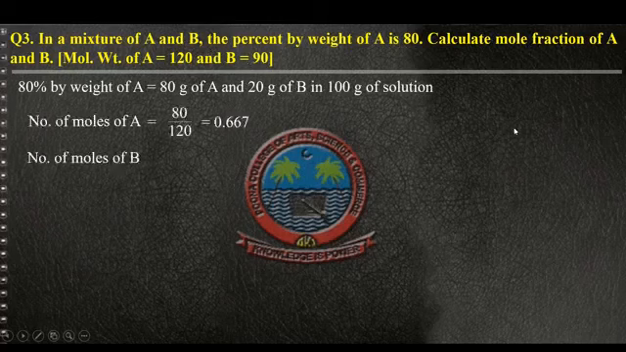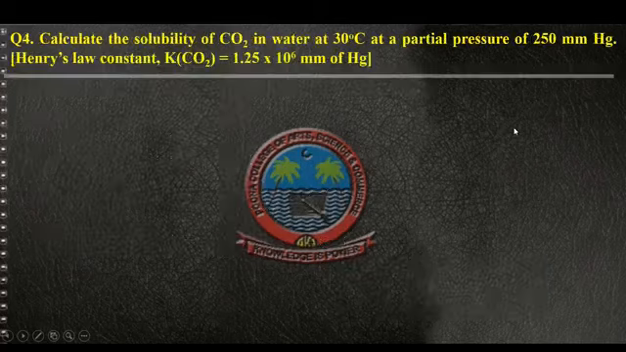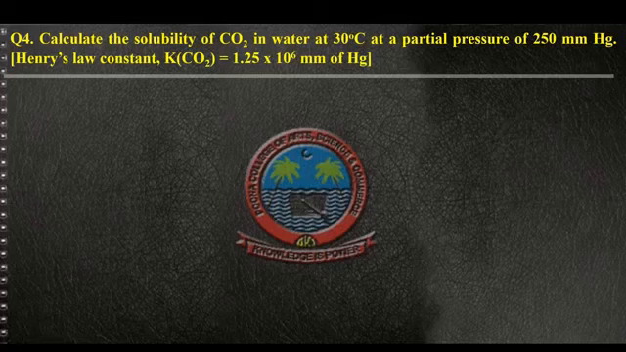You can do this and the answer is given here. You can match your answer. This is a different type of question. This is based on Henry's law. Calculate the solubility of CO2 in water at a partial pressure of 250 millimeter mercury. हमको Henry's law constant दिया है.